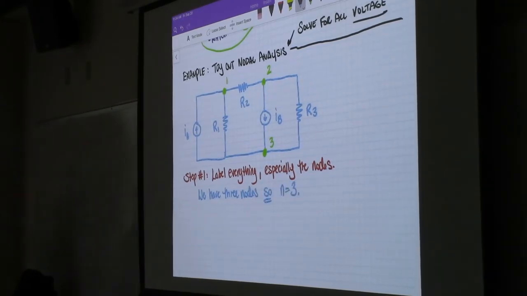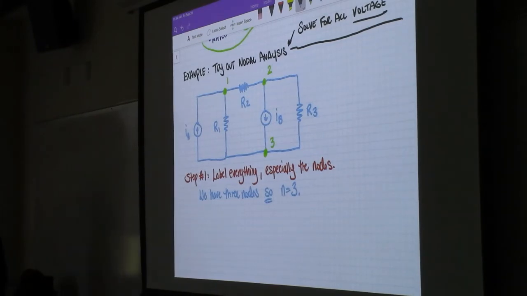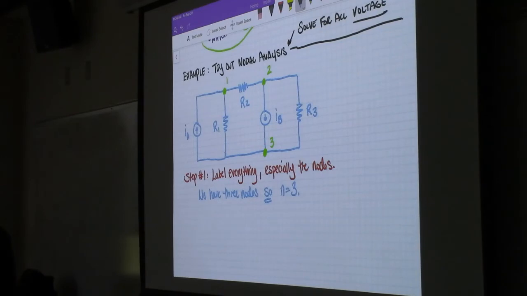And you'll keep hearing the letter or the variable n referred to, nodal analysis problem where n equals 3. Nodal analysis problem where the number of nodes is equal to 3. Okay, next step.